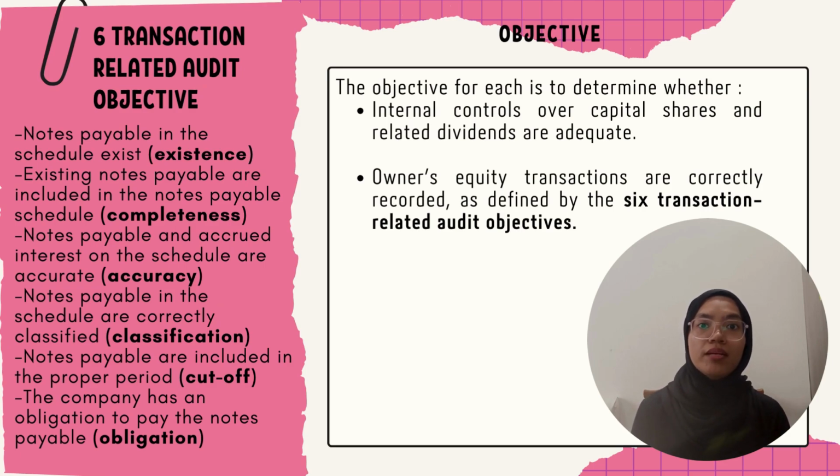One is notes payable in the schedule exist, which is existence, and existing notes payable are included in the notes payable schedule, which is completeness. Notes payable and accrued interest on the schedule are accurate, which is accuracy. Notes payable in the schedule are correctly classified, which is classification. Notes payable are included in the proper period, which is cut-off. And last but not least, the company has an obligation to pay the notes payable, which is obligation.